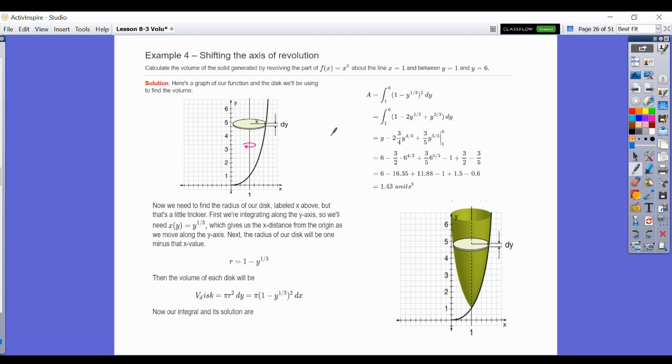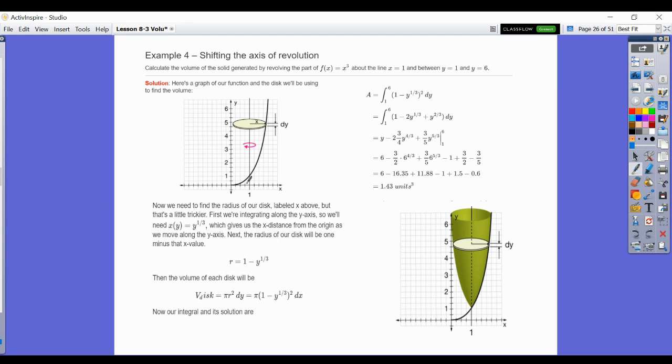Another thing that can happen on these is they might not swivel or spin around the x-axis or the y-axis. They might shift over and spin over a line. So in order to do that, what you just need to do is shift your graph. Basically shift all these points back to the y-axis, or if it's a horizontal, shift it down to the y-axis.